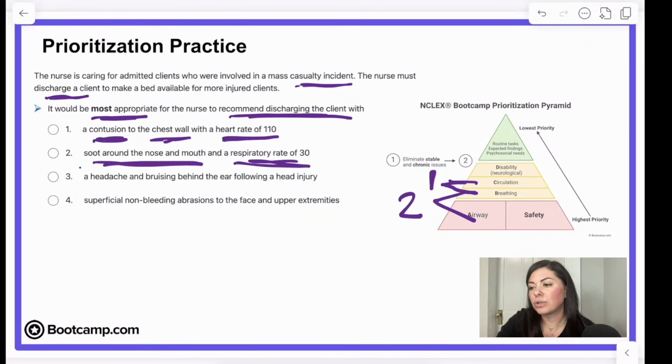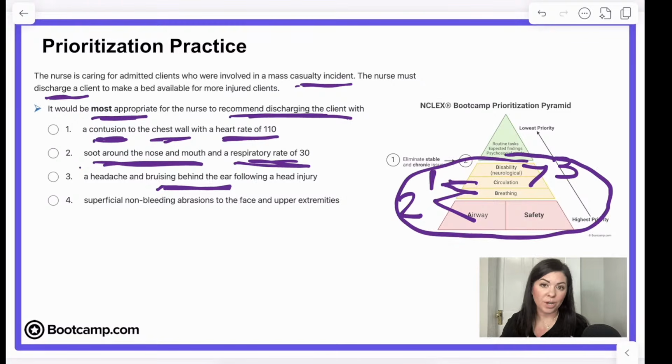And then a headache and bruising behind the ear following a head injury. So any bruising behind the ear, that has a name, Battle sign. Does anybody remember what injury that is usually associated with? If we see Battle sign or bruising behind the ear, is there a specific injury we need to be worried about? Another thing you could see on the exam. It's going to be a basilar skull fracture, and that's also a life-threatening condition that can cause changes in intracranial pressure, that type of thing. So it could be a circulatory or a neurologic issue. Either way, they're all pretty high priorities on this pyramid. We don't want to send them home.